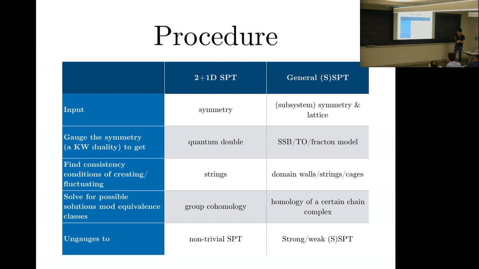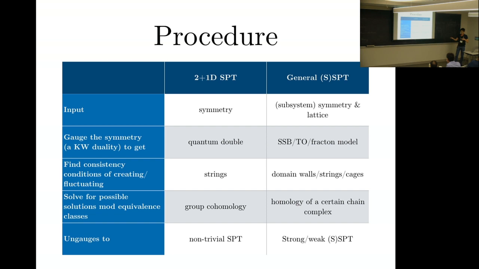So what I want to do for subsystem symmetry is very similar. I gauge it, I might get some symmetry-breaking model, some fracton model. I fluctuate whatever the excitations are in the dual theory. It might be domain walls, it might be cages. And in the end, the result is some classification, or partial classification, based on the homology of a certain complex.